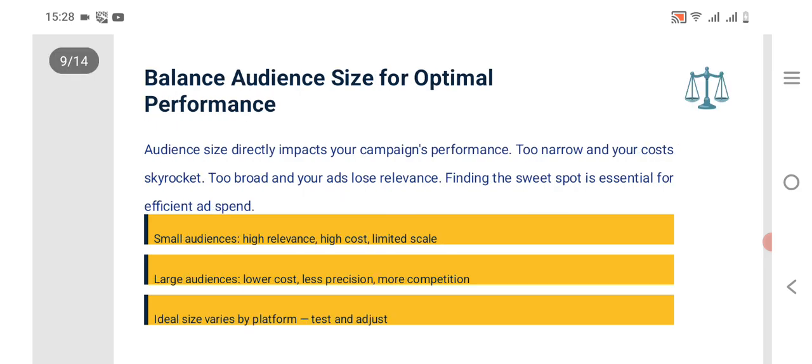Now you have to balance audience size for optimal performance, which means audience size directly impacts your campaign performance. If your audience is too narrow, they will charge you like crazy. If it is too broad, your ads lose relevance. Finding the sweet spot is essential for efficient ad spend. If you have a small audience, it is highly relevant but high cost with limited scale. If you have a large audience, you have a lower cost but less precision.